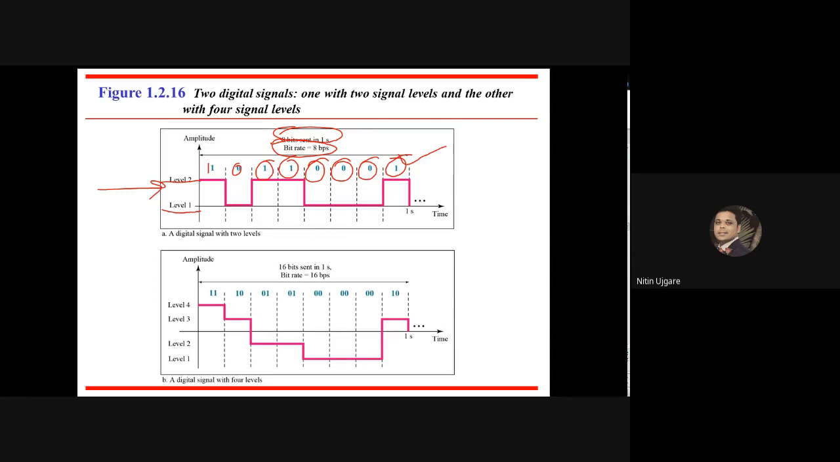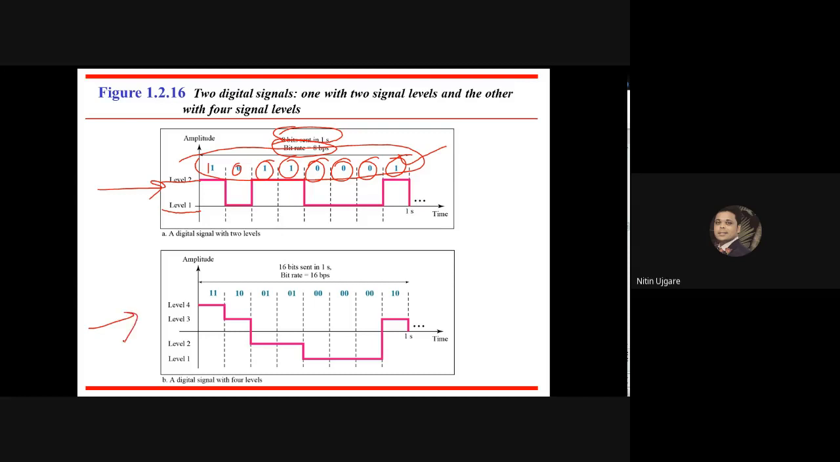What is the transmission rate of this digital signal? So it is 8 bits per second, and it is always measured in bits per second. Okay, so एक सेकंड में कितने बिट्स हम सेंड करते हैं, that is basically the bit rate. Here in this case we are sending only 8 bits in 1 second, so its bit rate will be 8 bits per second.